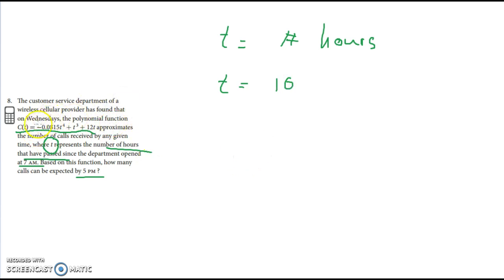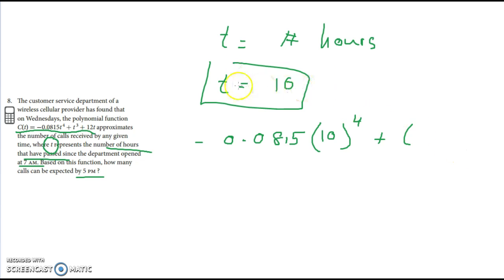So then all we have to do is just plug that into our function, as weird as it looks. Let's see. So we got negative 0.815, and that's t to the 4th power, so it's going to be 10 to the 4th, whatever that is, plus t, which again, remember we found out t is 10. It's 10 hours from 7 to 5. So t to the 3rd, and that's the next bit, plus 12 times 10. I can squeeze that in there. There we go. Okay, so let's just pull this out.